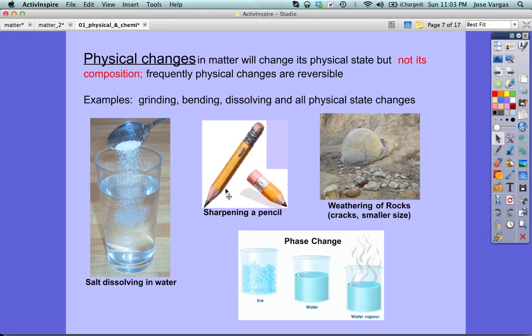Sharpening a pencil is still the same pencil, we can write with it. Salt dissolving in water: we can actually reverse this change. If we evaporate the water, it's going to phase change to vapor, and the salt is going to remain there. Weathering of rocks: if we see this big rock, we can have cracks or smaller sizes. They're still rocks, so this is undergoing a physical change.